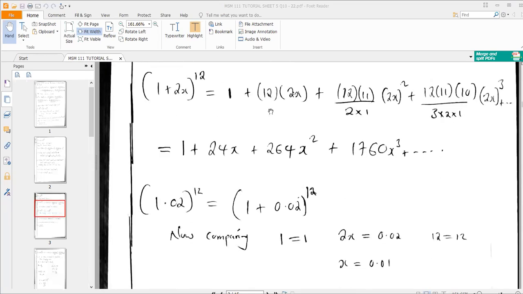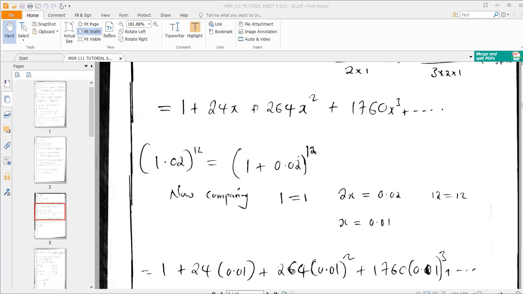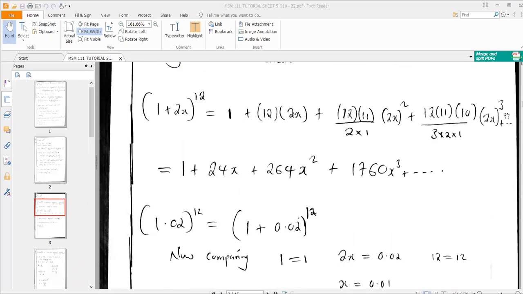Okay, so for question 12, since we all agree that this is the expansion, ending up to x to the power 3, right? We have been given 1.02, and we know that 1.02 can be written in the form 1 plus 0.02, to the power 12. Since we know this expansion, we can compare it with this one. We have 1 there, and we have 1 there.